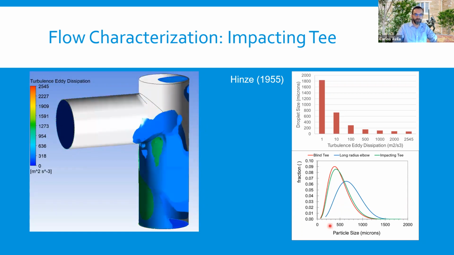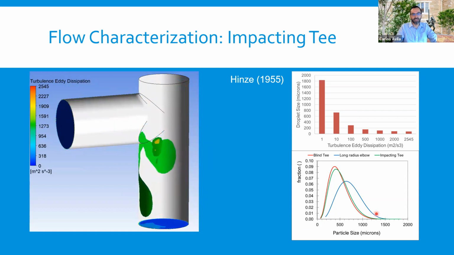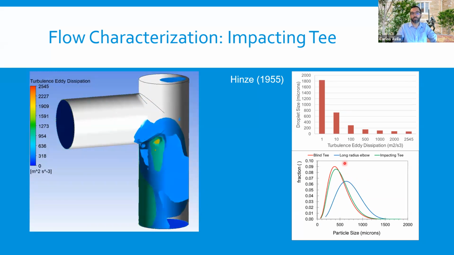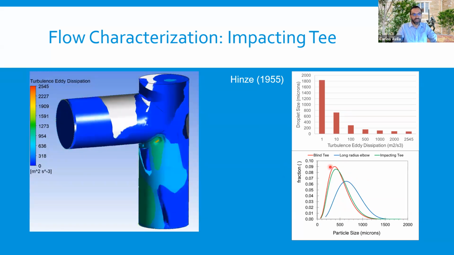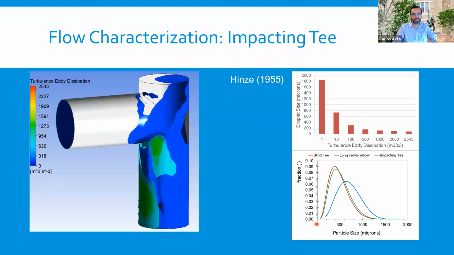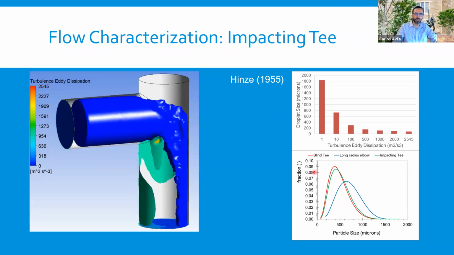So here I'm comparing three different droplet size distributions for the three examples I just showed. We can see that the long radius elbow is shifted towards the larger droplet sizes compared against the blind T and the impacting T examples that are more towards smaller droplet sizes.